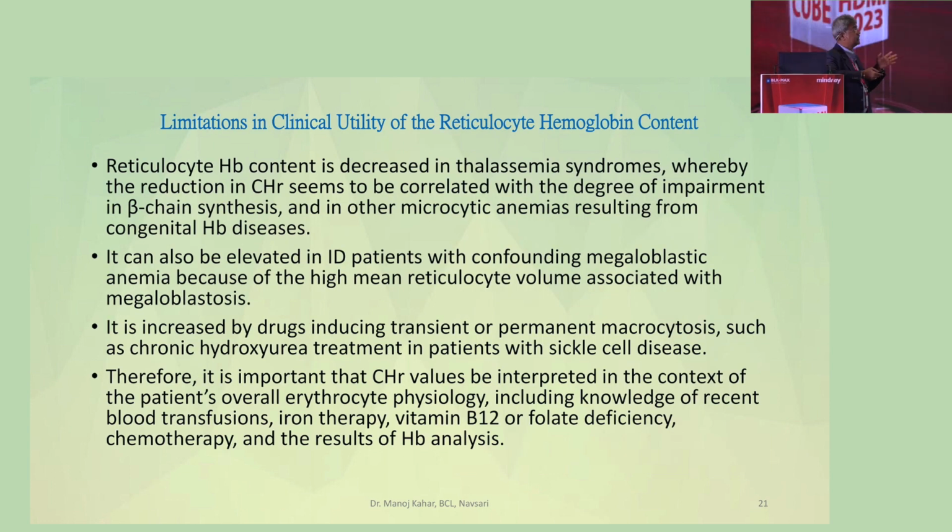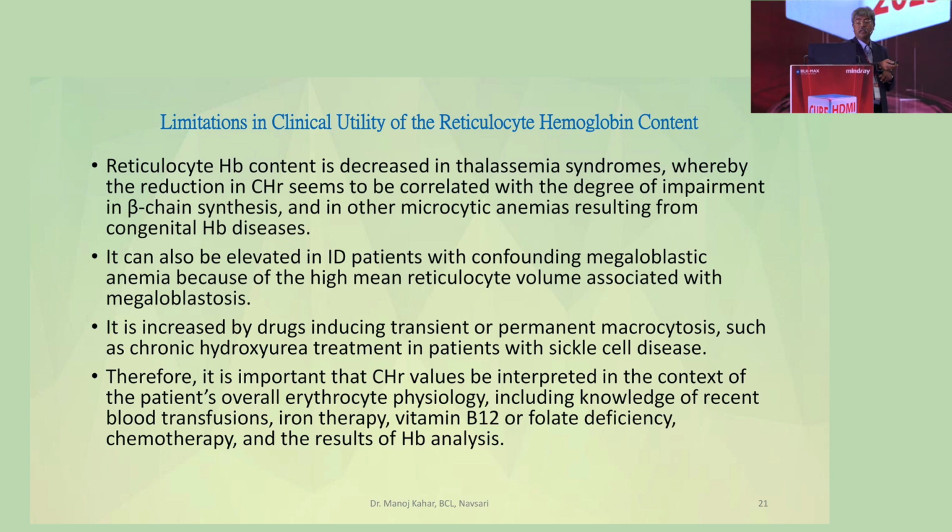Now there are limitations in clinical utility of this reticulocyte hemoglobin content. Reticulocyte hemoglobin content is decreased in thalassemia syndromes, whereby the reduction in CHR seems to be correlated with the degree of impairment of beta chains. And in other microcytic anemias also, where you have some problems with congenital hemoglobin disease, your reticulocyte hemoglobin content will be decreased. Reticulocyte hemoglobin content will be elevated in iron deficiency patient with confounding megaloblastic anemia because of the higher mean reticulocyte volume associated with megaloblastics.